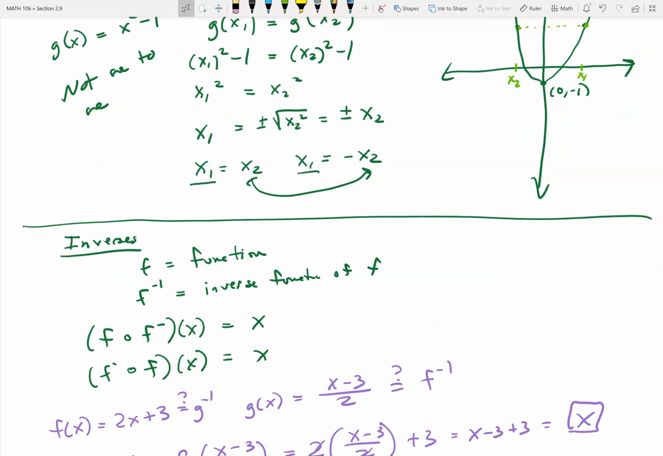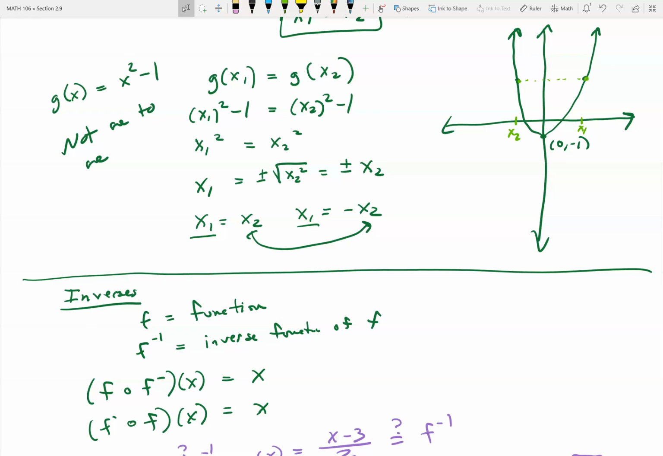So if f is a function, f raised to the -1, don't think about that as being an exponent. It's just the notation we use for inverse functions. And I gave you the two basic properties. We used this open circle operator, which was the composition operator, which we learned back in section 2.8. All that means is we're going to take the inverse function and plug it in as the input to the original function. And you could do it in the reverse order. You can plug the original function into the inverse function, and then the result should just be x.